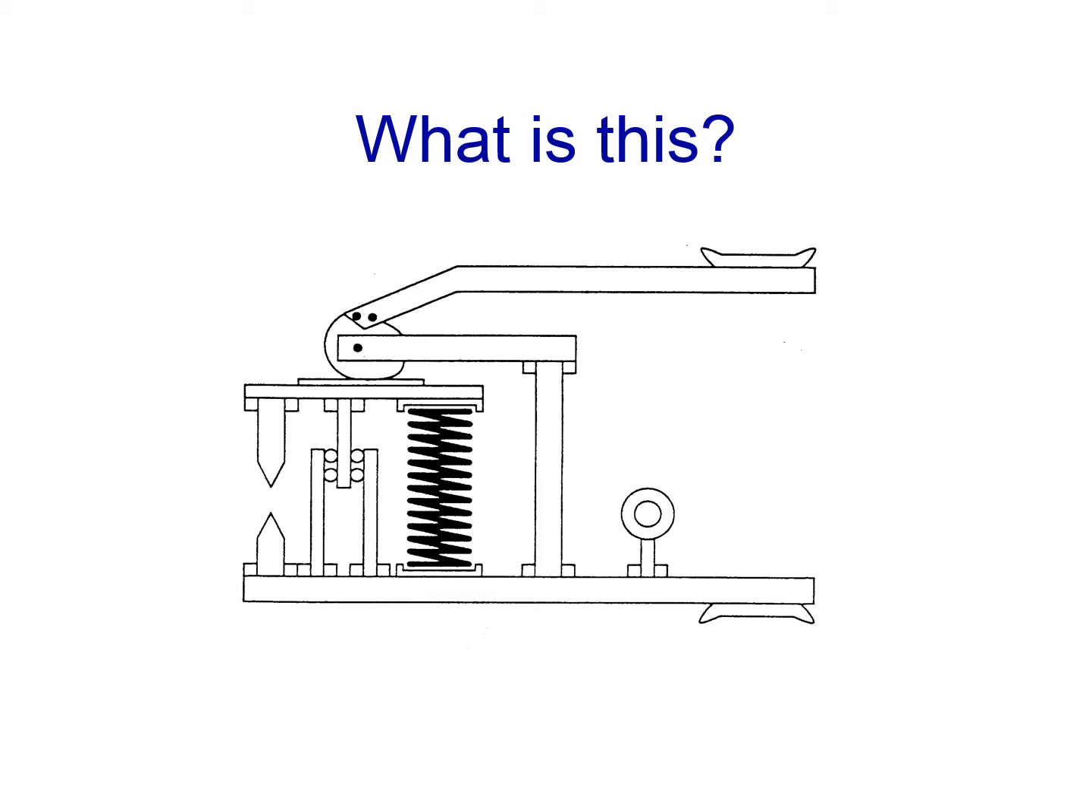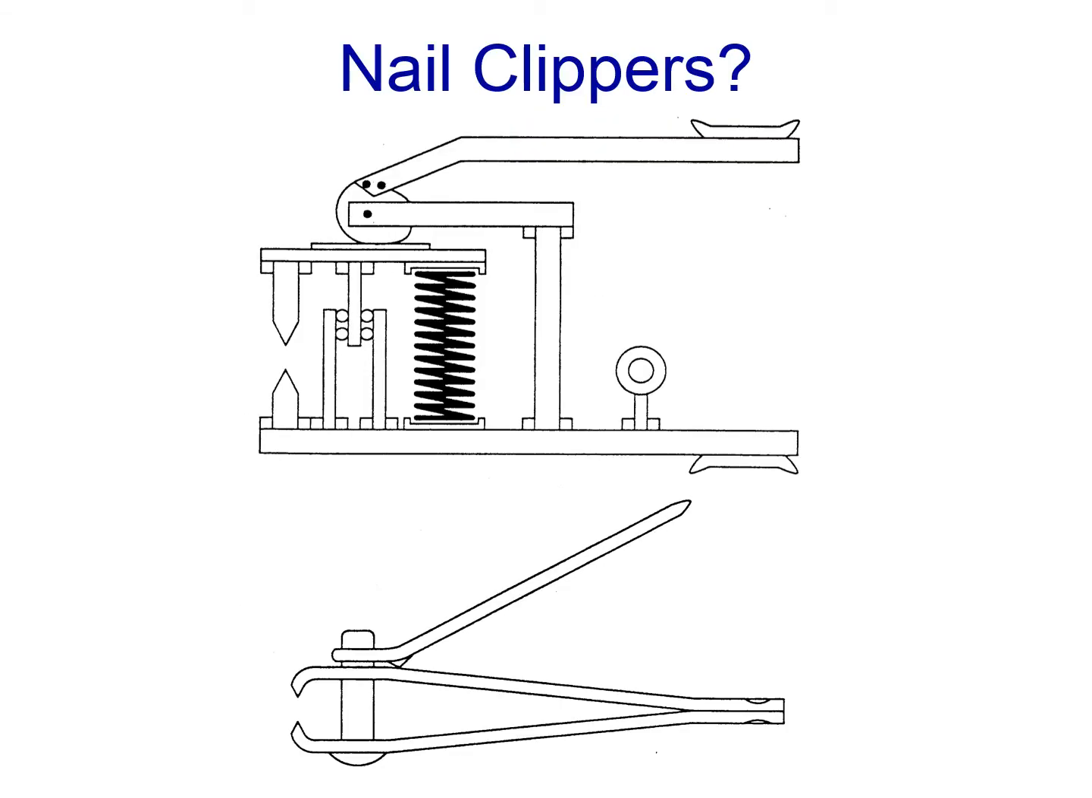Let me show another simple example. What product is this? You might think it's a nutcracker, a telegraph, or a spot welder, but it's really a nail clipper. Can you comment on the architecture of this nail clipper?